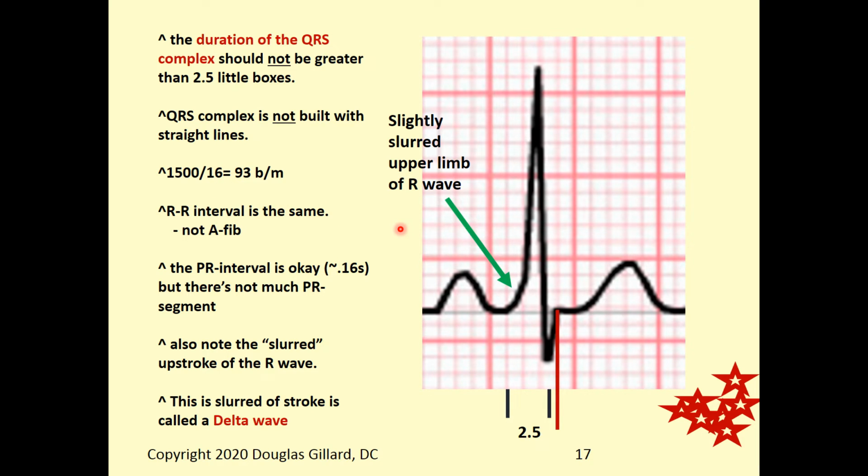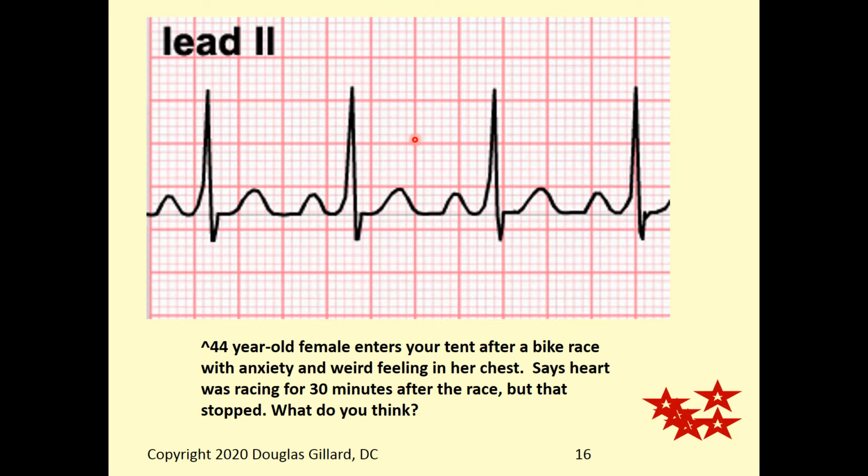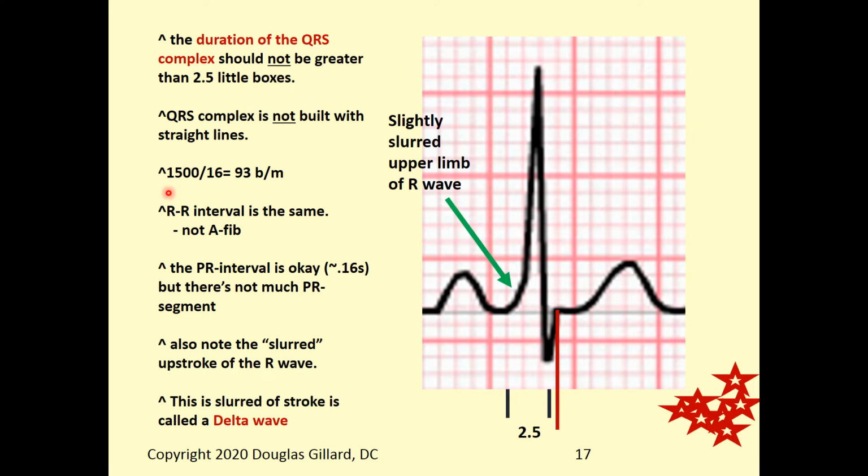If you want to find the heart rate, get your iPhone out, count the number of little boxes. We'll use this one. There's 5, 10, 15, well, it's like 16 little boxes. So 1500 divided by 16, 93 beats per minute. That's more accurate than the bowling 300, 150, 100, etc. Memorizing those is good for finding a tachycardia though.